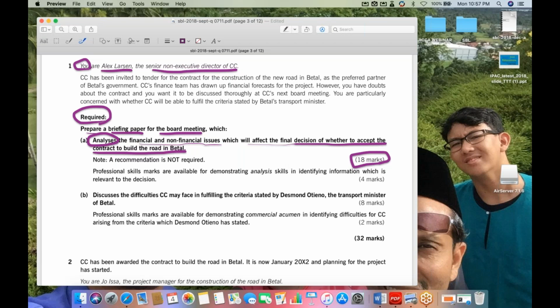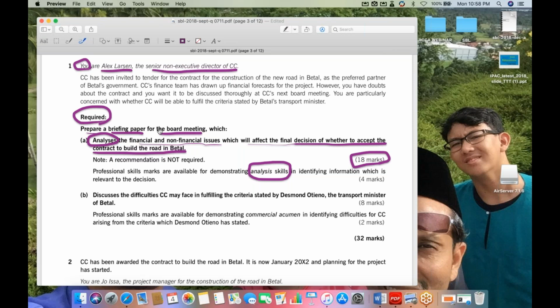So if it's 18 marks, how much should you be writing? Remember, this is testing you on your analysis skills. All right. So what's important is what you have learned today is your verbs. Okay. This is your verbs.